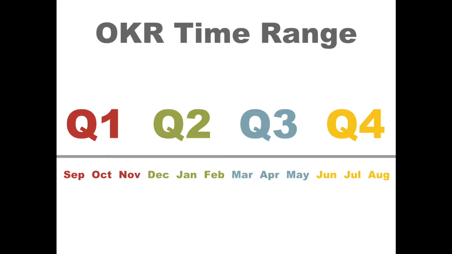So here's kind of the time range. We put together OKRs quarterly, and it's based on our fiscal year. So Q1 is September through November, Q2 is December through February, Q3 is March through May, and Q4 is June through August. The people team will circulate a timeline of when certain things happen within that. But each of the OKRs is for this time frame and will be measured in that time range.